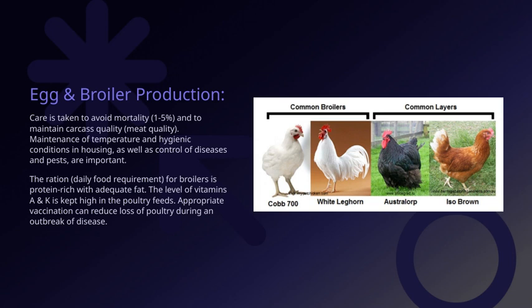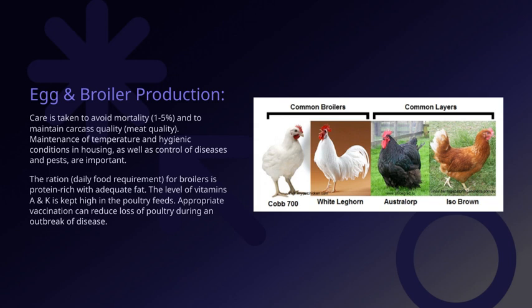Speaking of health, disease control is a critical component. Vaccinations play a vital role in reducing losses during outbreaks and keeping the flock healthy. Diet is another key factor. The daily feed, the ration, needs to be rich in protein and contain enough fat to support growth and development. We also keep vitamins A and K levels high in poultry feeds because these nutrients are crucial for maintaining overall health and productivity.